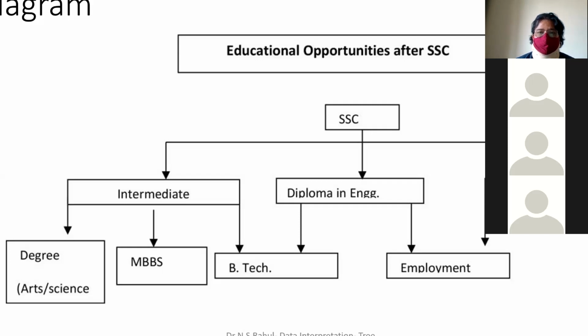Anybody else? Sir, Deepya from ECE. Yes, please, Deepya, read your passage. The given flowchart describes the educational opportunities after SSC. The students who have completed SSC have 3 opportunities to brighten their future: intermediate, diploma, and ITI. If they choose intermediate for further studies, they can do degree, MBBS, and BTech. If they choose diploma, they can do BTech or employment. Further, they can stand by themselves. If they choose ITI, they have only one choice, and that is employment. Thank you, very good.